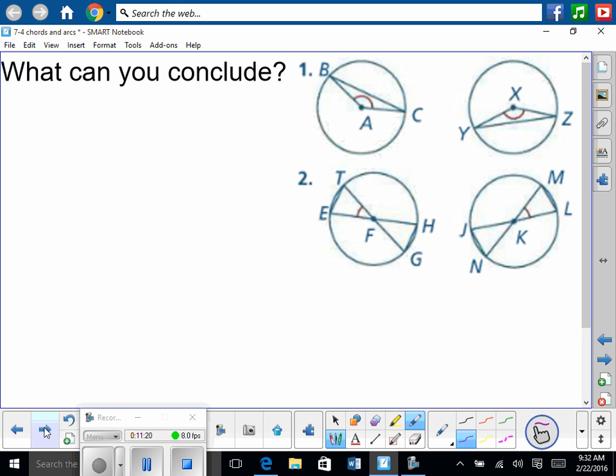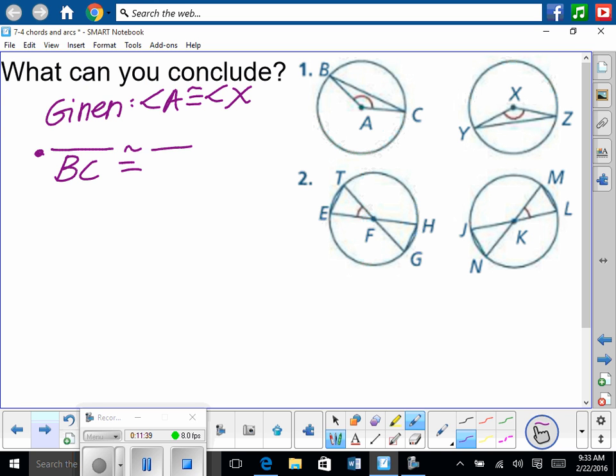Okay, so moving on. Okay, let's conclude some things about these pictures. So in picture 1, we're given that angle A is congruent to angle S. So from that, what can we conclude? Can we conclude that chord BC is congruent to chord YZ or ZY, right? Okay. What theorem was that? Okay.